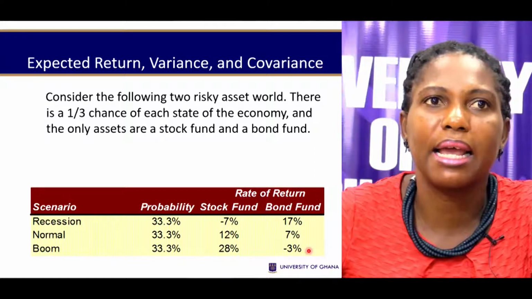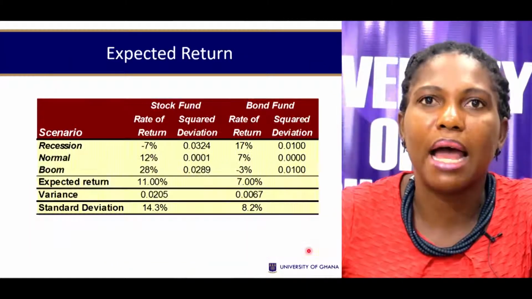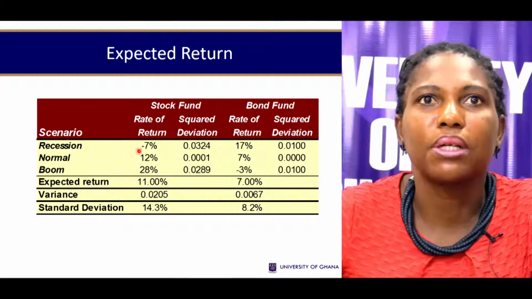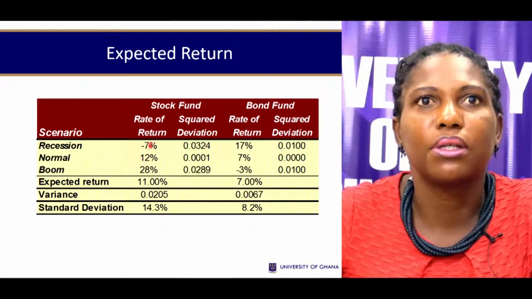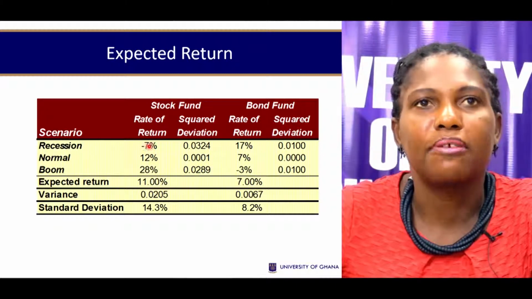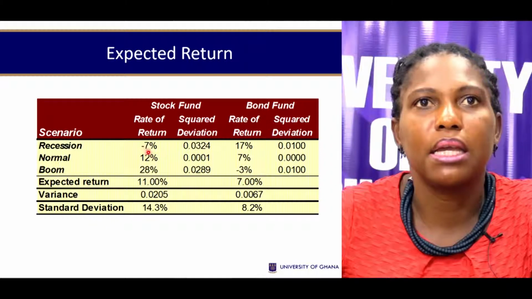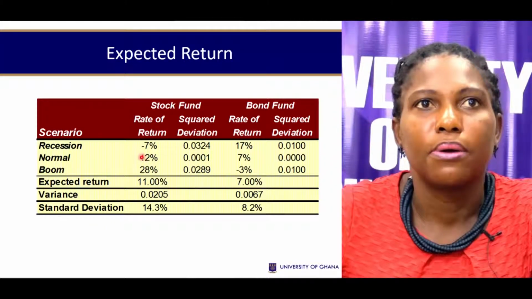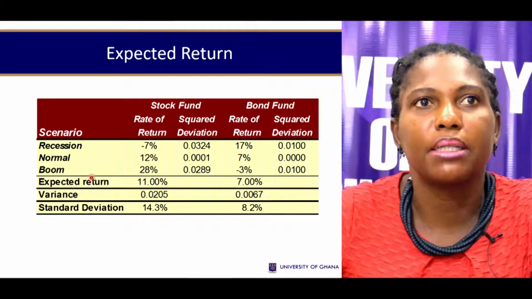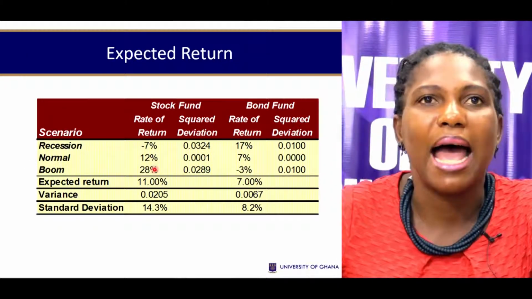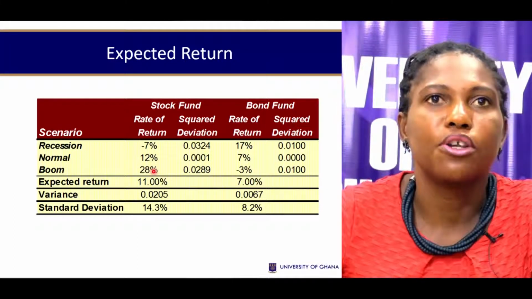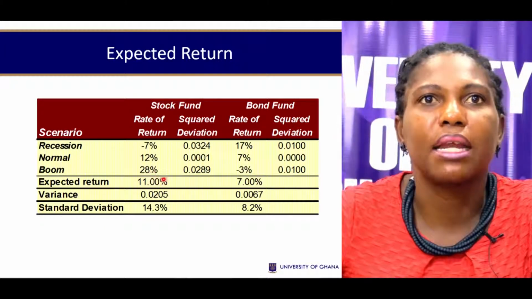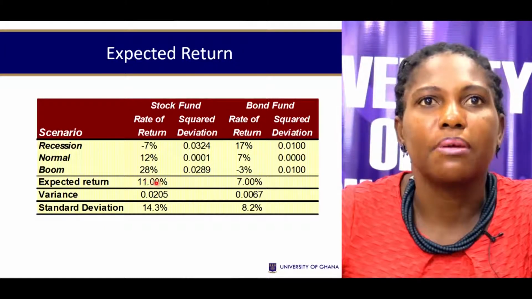So now, in order to know what the average return for the year is going to be, we're going to factor in the expectations to arrive at that. For the rate of return on the stock fund, we're going to have -7% multiplied by the probability, plus the 12% multiplied by the probability of the normal scenario, and 28% multiplied by the probability of the economy booming. When we sum that up, our expected return is going to be 11%.